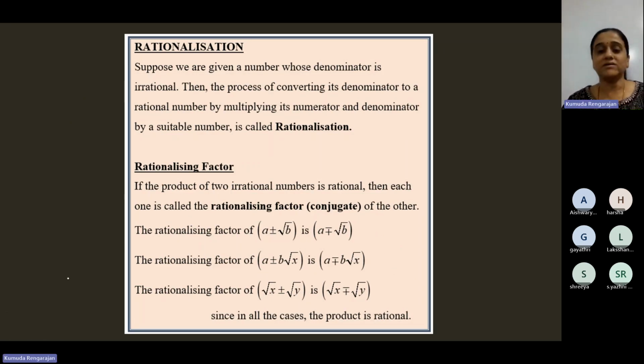Okay, I'll repeat. So I was saying, we have learned how to simplify operations with real numbers, how to add, subtract, multiply, and divide two or more real numbers. So the next concept is rationalization. Now, what is rationalization? We'll just take an example. Consider this number 1 by root 2.